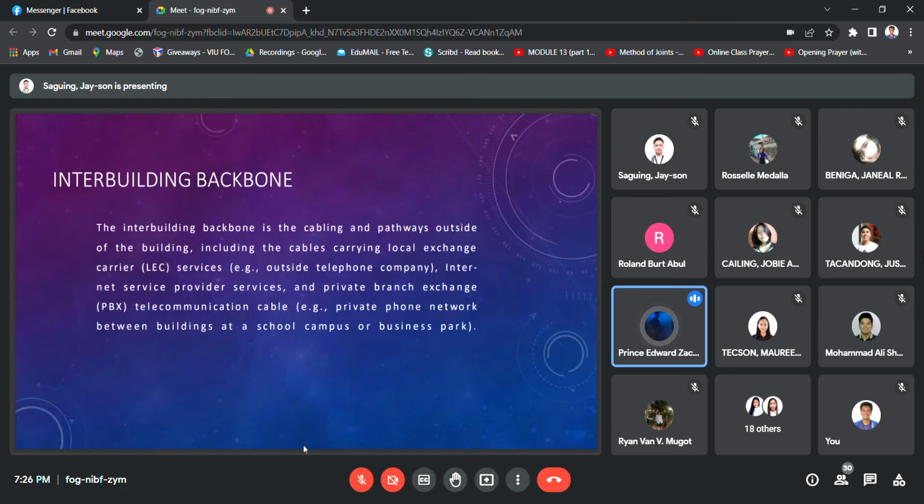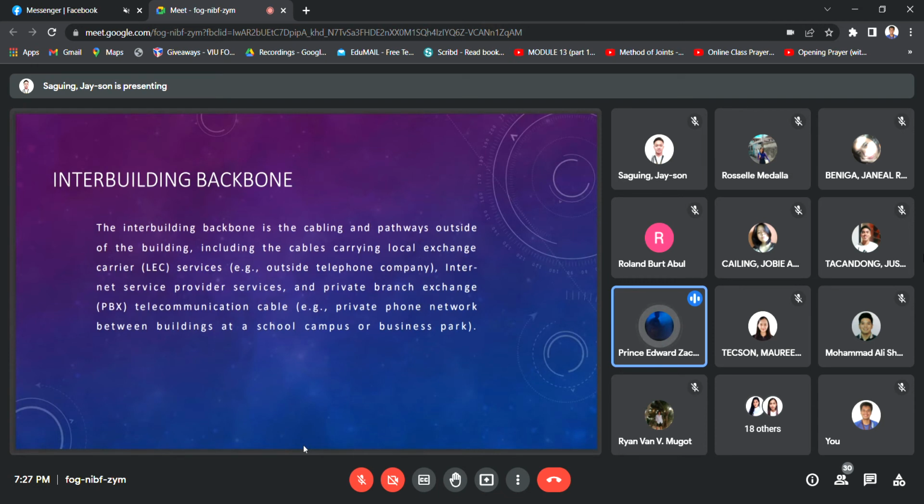First, interbuilding backbone. What is interbuilding backbone? It is the cabling and pathways outside of the building, including the cables carrying local exchange carrier or LEC services. Examples of this are the outside telephone company, internet service providers services, and private branch exchange or PBX telecommunications cables, or private phone network between buildings at a school, campus, or business park.